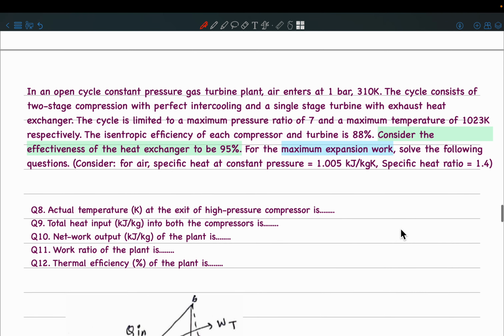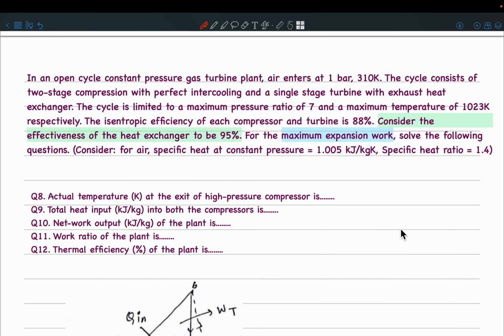So now I'll move on to the next question, which is also a numerical. In this case, we are dealing with an open cycle constant pressure gas turbine plant, and the air enters at 1 bar and 310 Kelvin. So I'll start writing the input parameters, that is T1 is 310 Kelvin, P1 is 1 bar.